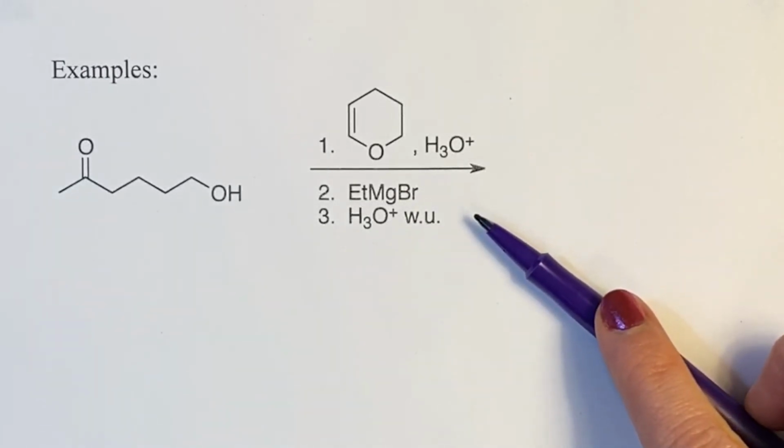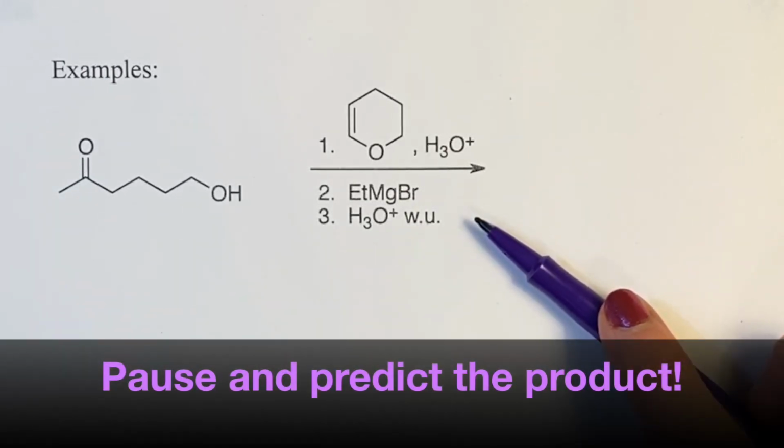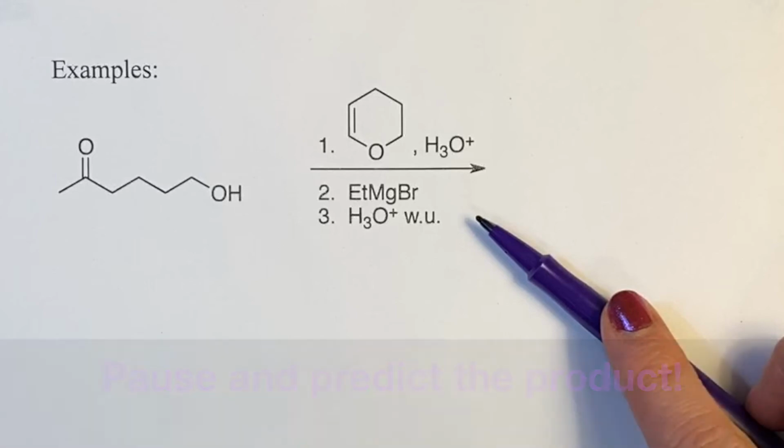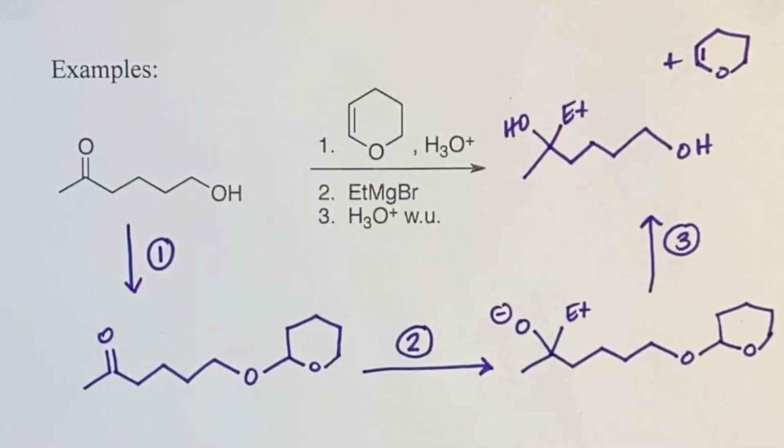Make sure you can work through this mechanism on your own. So if you look at an example like this one, pause the video and predict the product of this reaction. During this series of reactions, this is the final product that you get. In step 1, we're going to protect our alcohol using the dihydropyran group, and this is the product that we get. In step 2, we're going to do our Grignard reaction, which will react selectively with the ketone, leave my acetal functional group for my protected alcohol intact, and give me this product.